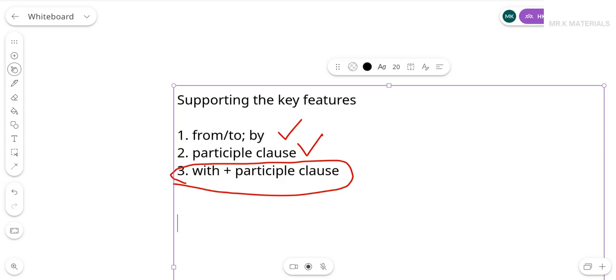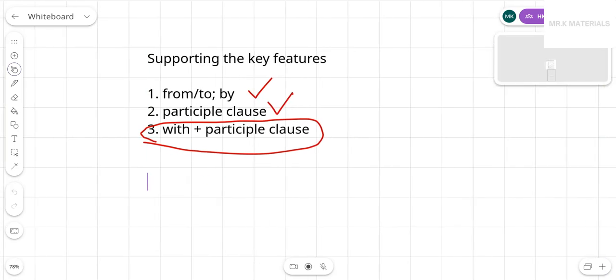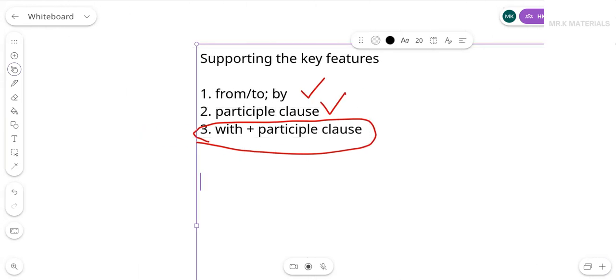Now again, the same question and the same answer. Why should we learn to use with plus participle clause? Again, to score high in IELTS, you gotta show a variety of grammatical structures with accuracy. And we show this variety by showing that we can support our key features using different structures and not just repeating the same structure again and again and again. All right, let's start breaking down a with plus participle clause.